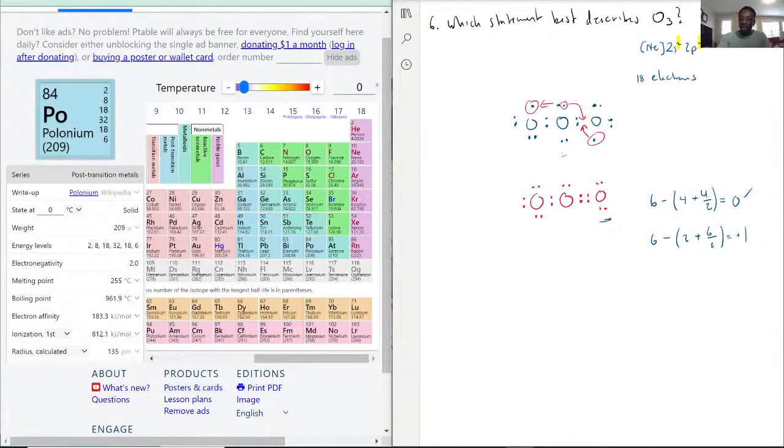So this oxygen here has a charge of +1, which makes sense because for the oxygen all the way to the left, that one there, it's going to be 6. It has 6 already by itself, and it's sharing only 2 of them. It's going to be -1 because 6 plus 1 is 7, and 6 minus 7 is negative 1.